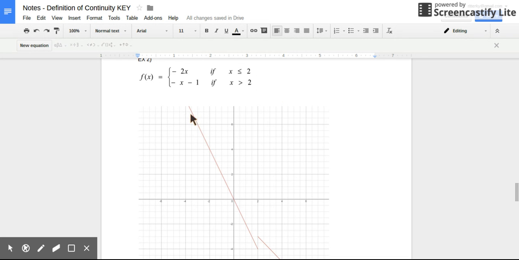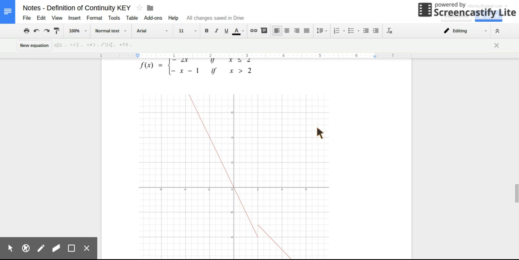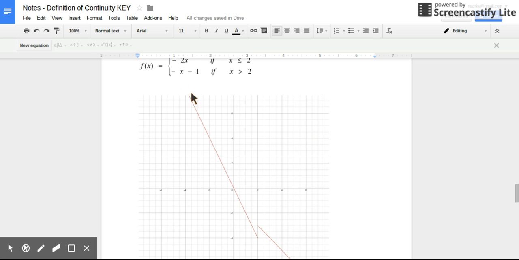So on the left here, we have a decreasing linear function that exists for any inputs less than or equal to 2. If I plug 2 in, I get -4. So (2, -4) is the last point on this graph. It's a closed circle because it's defined. The graph on the right here is another decreasing, but decreasing with less of a slope. And that exists for input values that are greater than 2.